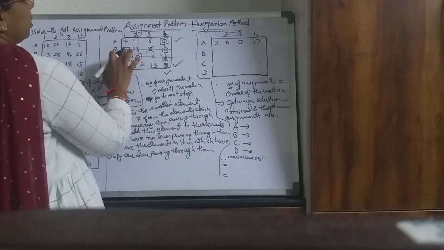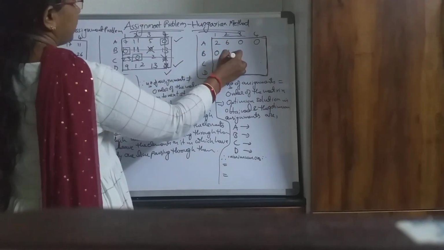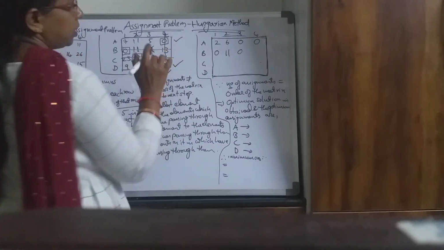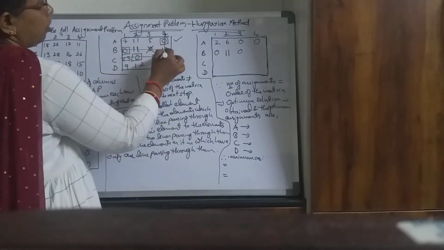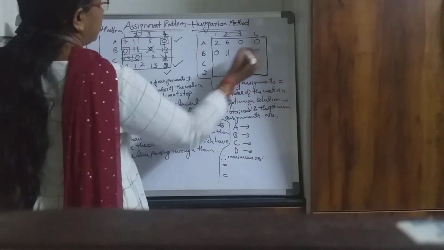Second row, 0 is having 1 line, so write it as it is. 11 is having 1 line, so write it as it is. The 0 is having only 1 line, so write it as it is. 13 is having 2 lines. See here you have a plus symbol, so you have 2 lines. So 13 plus 5 will be 18.